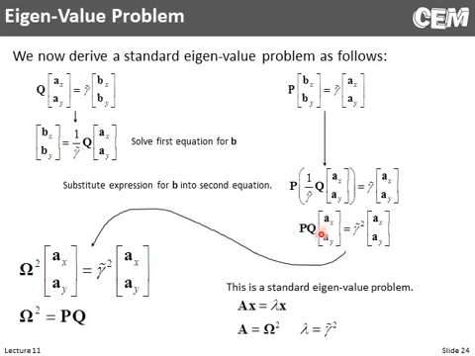And in fact, this is a standard eigenvalue problem. We're going to call P times Q omega squared. So omega squared is PQ. And that is a generalized eigenvalue problem that, once we build the omega squared, we can solve with one line of code in MATLAB.